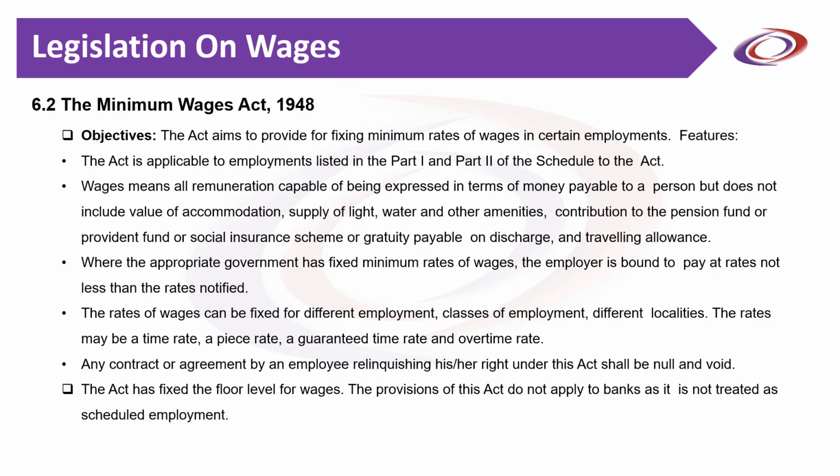Second is the Minimum Wages Act of 1948. It aims to provide for fixing the minimum rates of wages in certain employments. Features are, it is applicable to the employments that are listed in Part 1 and Part 2 of the Schedule to the Act. It covers establishments regardless of the number of workers employed, such as rice mills, flour mills, tobacco manufacturing, oil mills, etc. So establishments like these are covered.